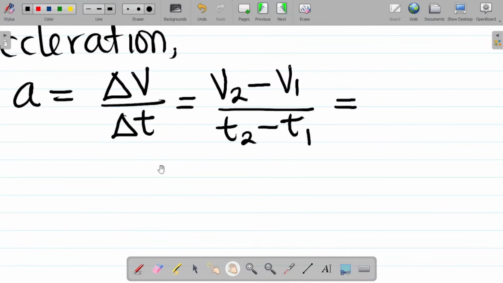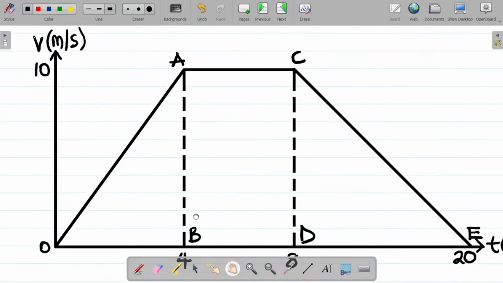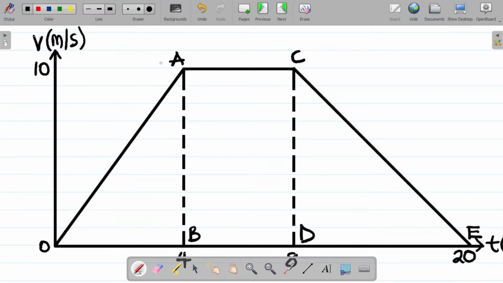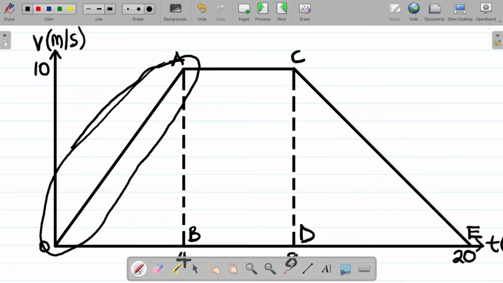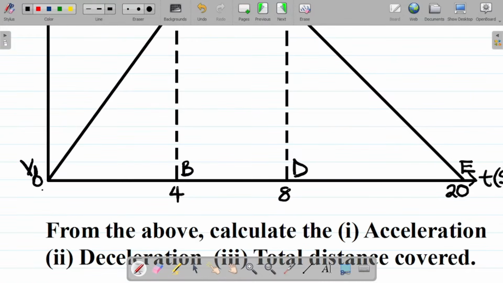So we look at the point where the acceleration occurs in the VT graph. If I come to this VT graph here, we can see that acceleration occurs in this region here. That's the OA region. So this OA region is what shows acceleration. That means this becomes your V1, where the velocity starts. A here is V2, the part where the acceleration ends. Also, when it comes to time, this becomes T1. That's where we start counting time.